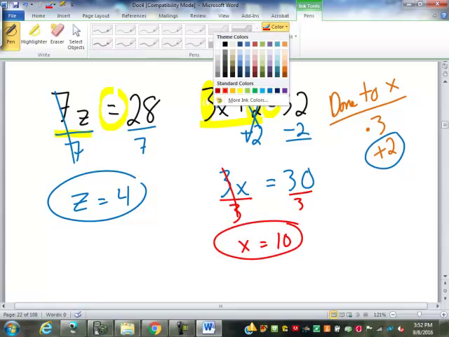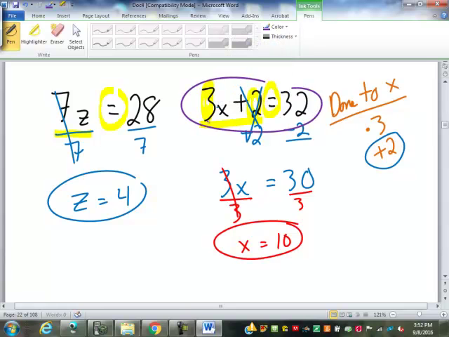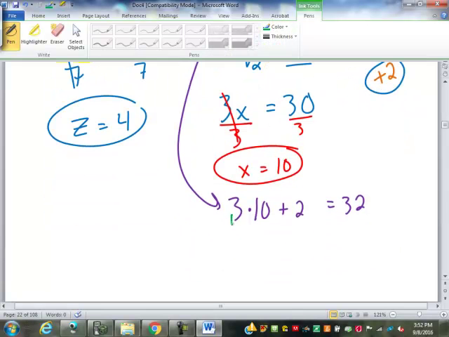If we're not sure, we go back to our original equation here. 3x becomes 3 times 10 plus 2. Does that equal 32? Well, 3 times 10 is 30. Plus 2 is 32. So we have the same value on both sides of the equation. Any questions? Okay.